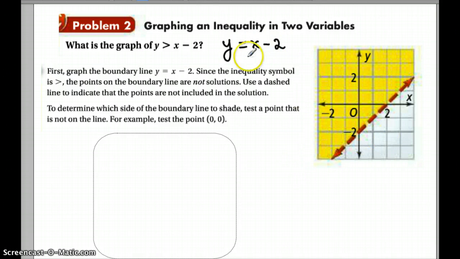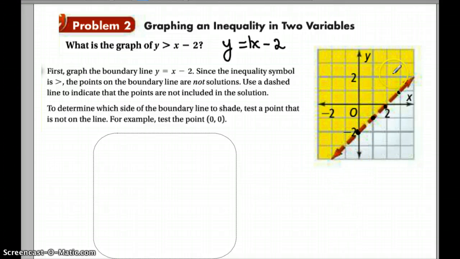Okay, so just like you would do with a slope-intercept form, you find the slope, and the slope is 1, and the y-intercept is negative 2. You graph the negative 2, and you use the slope of 1 over 1 to go up 1 over 1. And you'll find that this will be the boundary line. Now, we're going to make a dashed boundary line to represent the fact that it is a greater than, not a greater than or equal to.